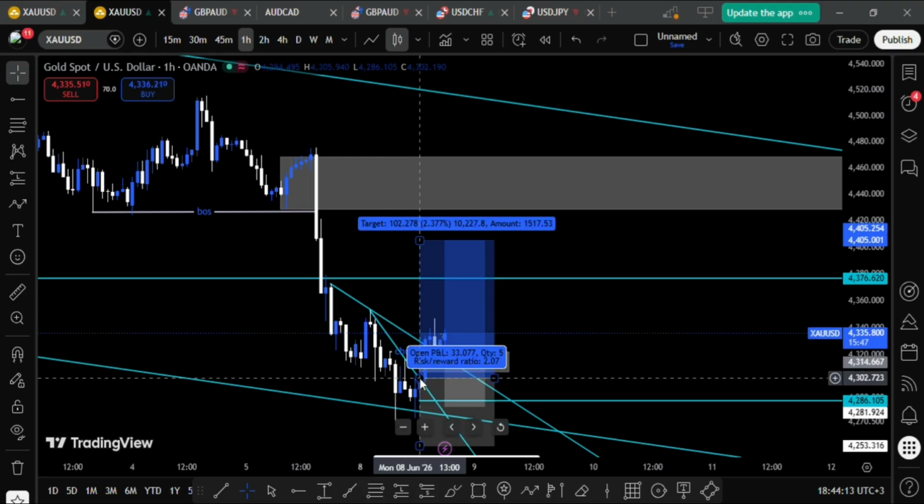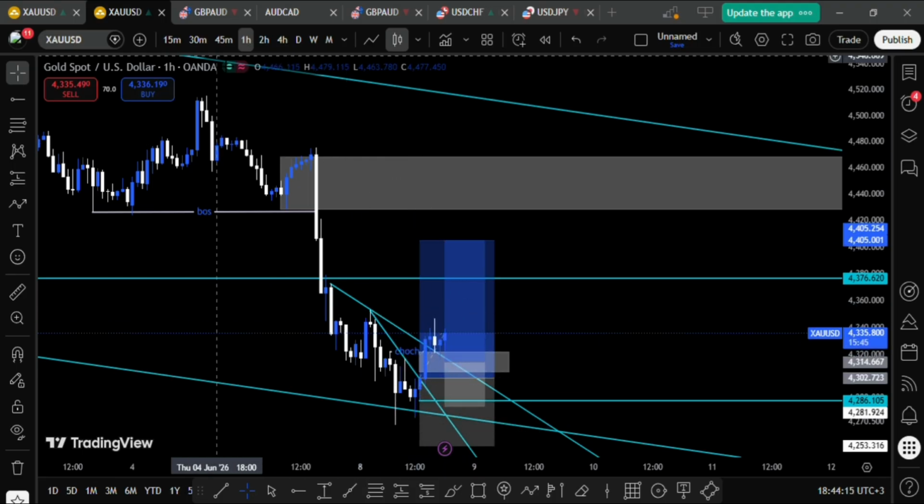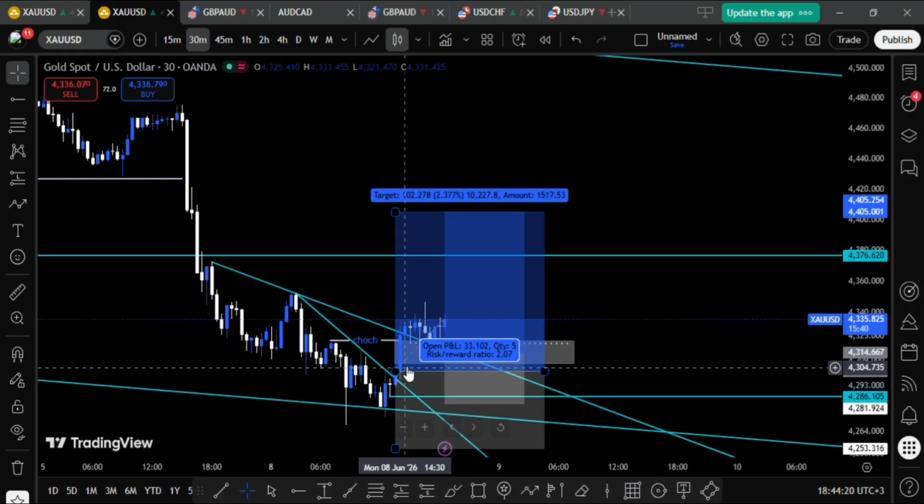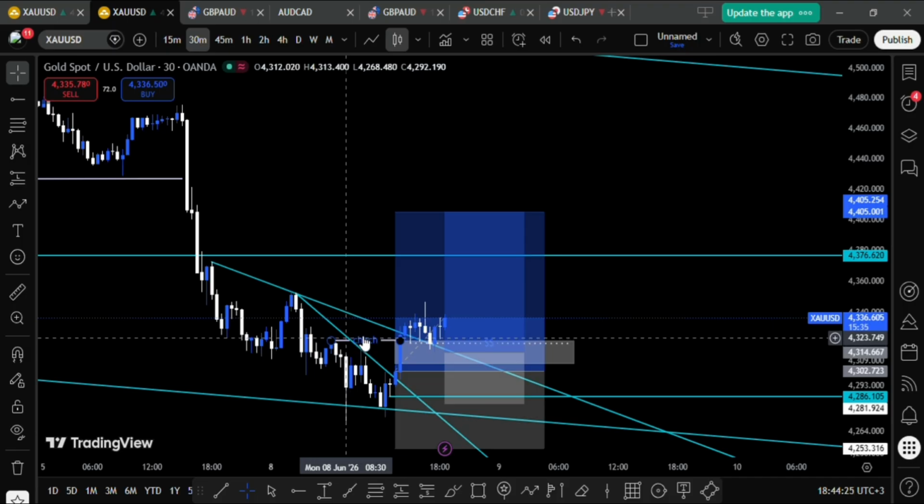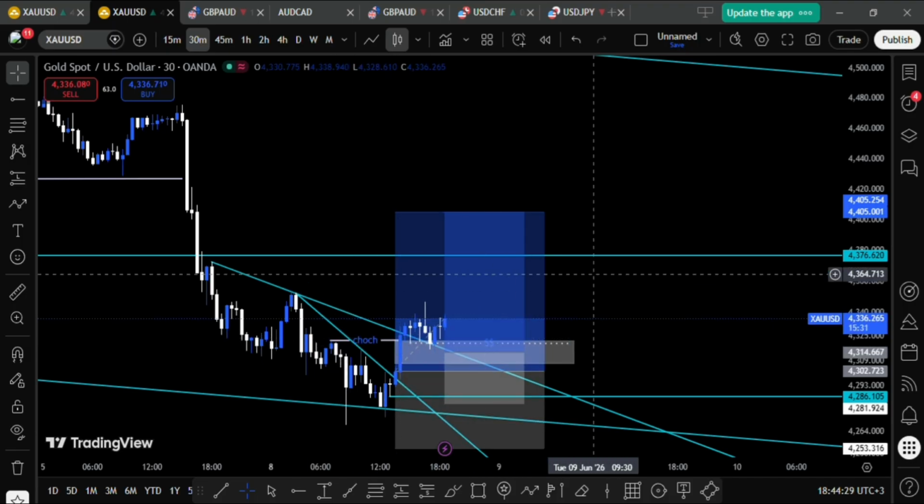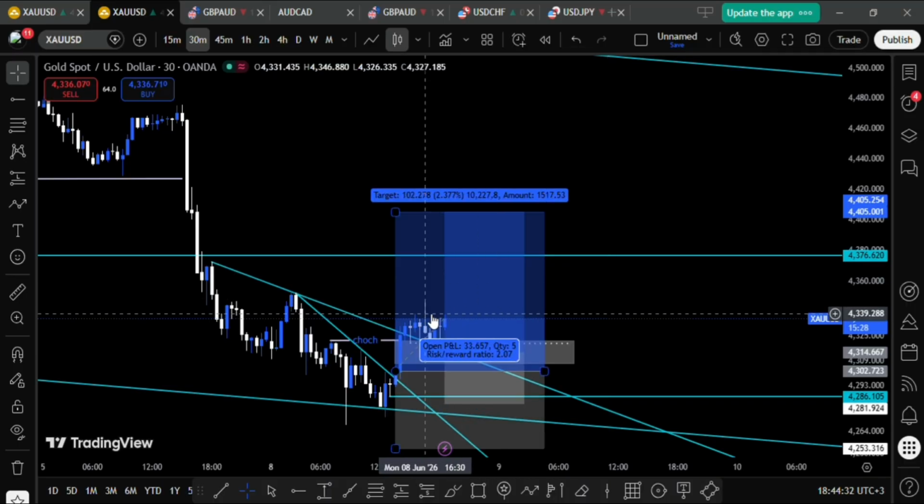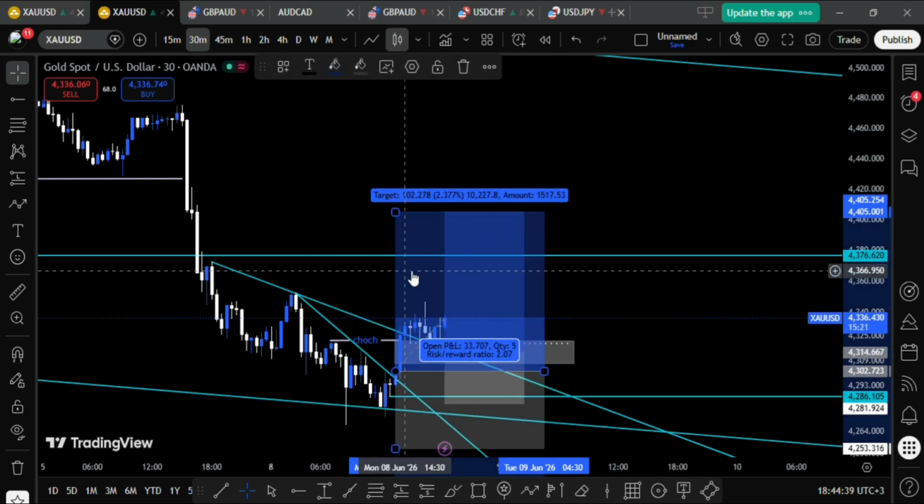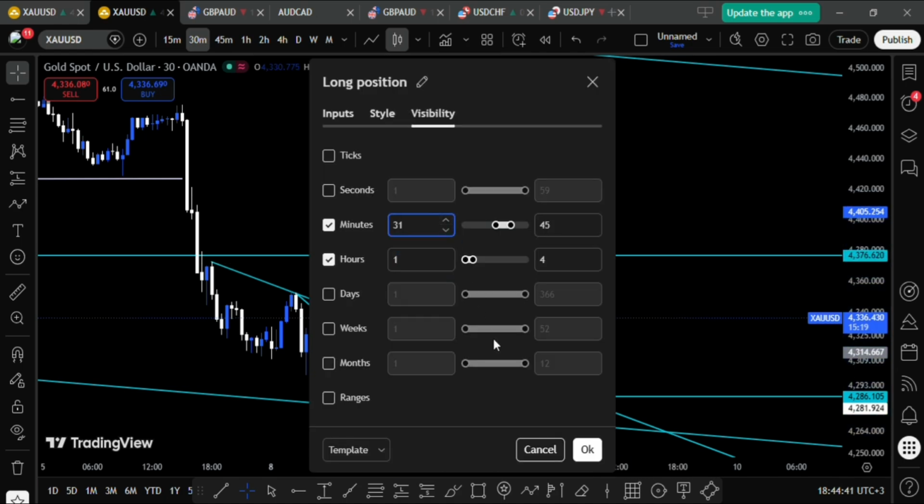This is another entry I took because after getting this entry, this candle that opened after my entry formed a break of structure. It's actually a change of character. So having formed a change of character, candle one played out. Let me first take this off. Take this one off too.